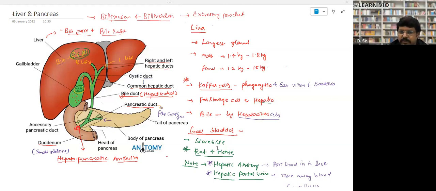Please note down and leave some space for diagram after the class. You must note the diagram, or take a screenshot of this diagram and make the diagram after the class, but leave the space for diagram and start writing about liver and pancreas. Liver is the largest gland of human body. It is 1.4 kg to 1.8 kg in male, and in female it is 1.2 to 1.5 kg. Full stop.